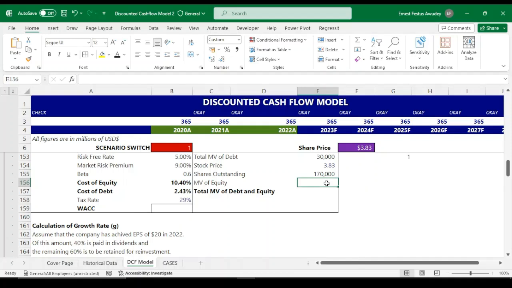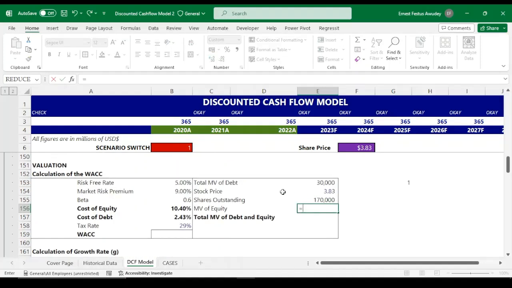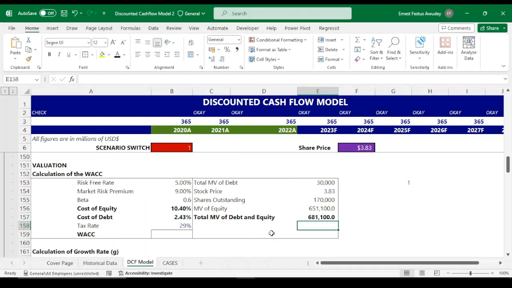As I said, the market value of equity is also called market capitalization. Market capitalization is equal to our stock price multiplied by the number of shares outstanding. That is going to give us 651,100 there. So we have our market value of debt and the market value of equity. We can calculate the total, which is the market value of our debt added to the market value of our equity. So that is 681,100 right there.